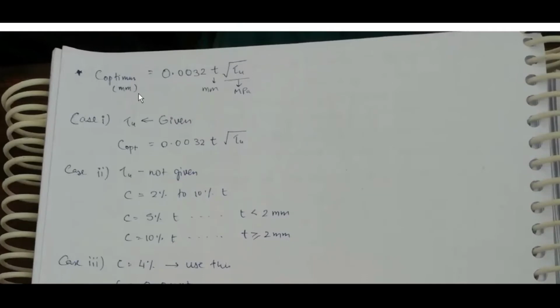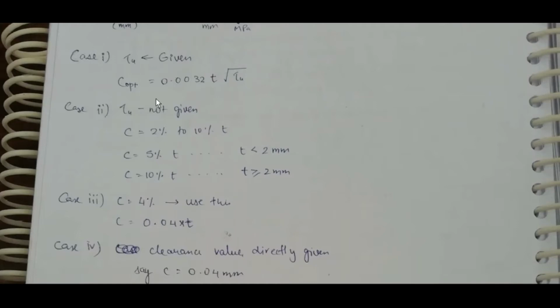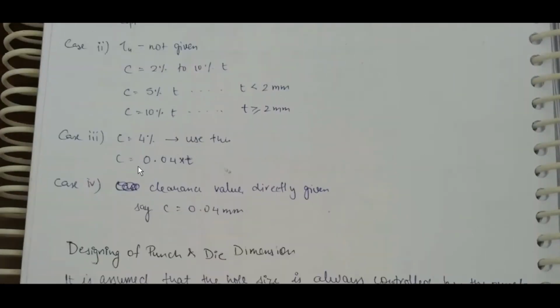C optimum in mm is equal to 0.0032 T root tau u, where T is in mm and tau u is in megapascal. Case 1: if tau u is given, C optimum is equal to 0.0032 T root tau u. Case 2: if tau u is not given, C is equal to 2% to 10% of T. C is equal to 5% of T for T less than 2 mm, and C is equal to 10% T for T greater than or equal to 2 mm. For thin sheets, C is equal to 4%, that is, C is equal to 0.04 T. If the clearance value is directly given, then use that only.